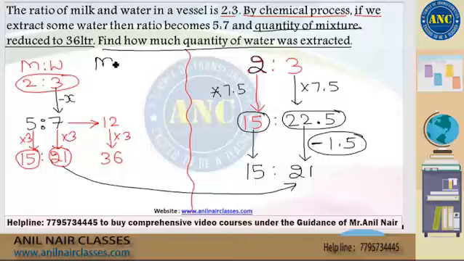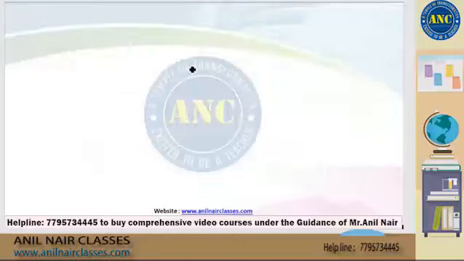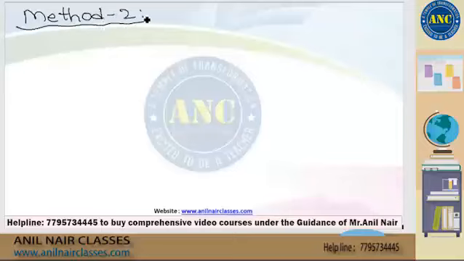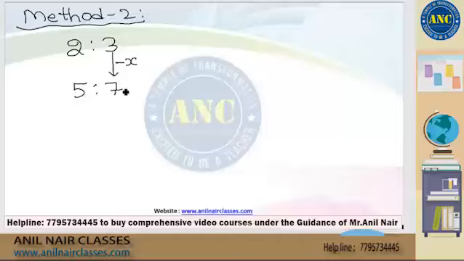Suppose I say this is my method 1, can I solve this in another method? Definitely yes, why not? See here, method 2, you will get the same answer, sir. That is the beauty of learning through concepts. Method 2: the initial ratio is 2:3 and you are taking out some liters of water. The final ratio became 5:7. Now what I will do is, can I say that milk is not changing?